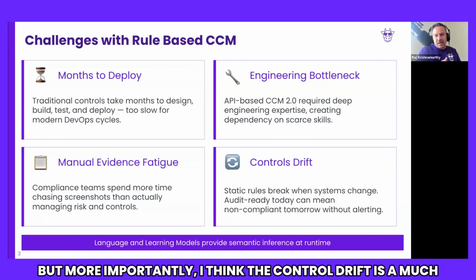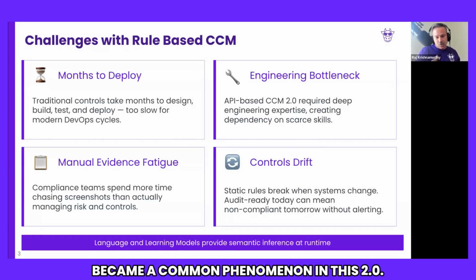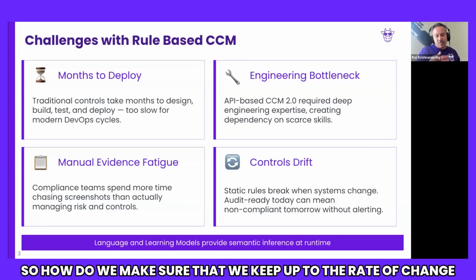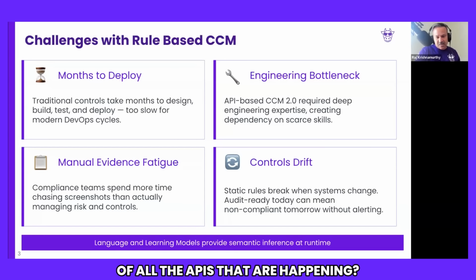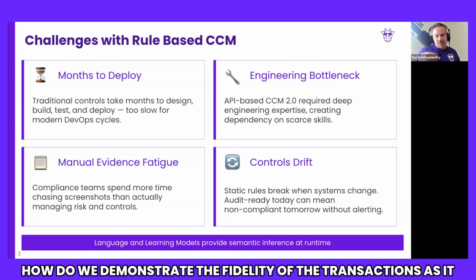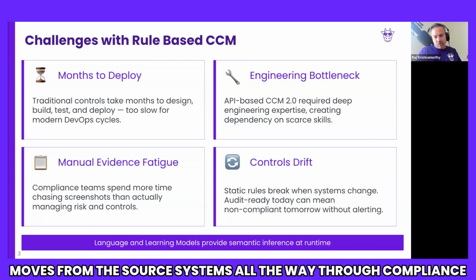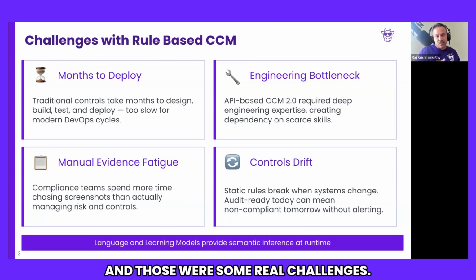But more importantly, I think controls drift became a common phenomenon in this 2.0. So how do we make sure that we keep up with the rate of change of all the APIs that are happening? How do we demonstrate the fidelity of the transactions as it moves from the source systems all the way through compliance into the audit systems? And those were some real challenges.